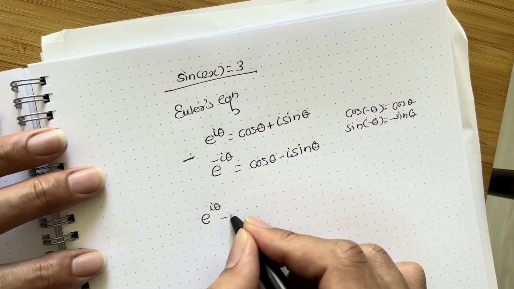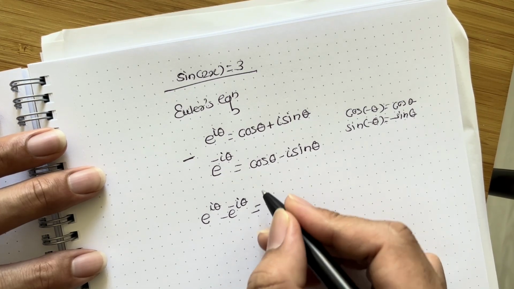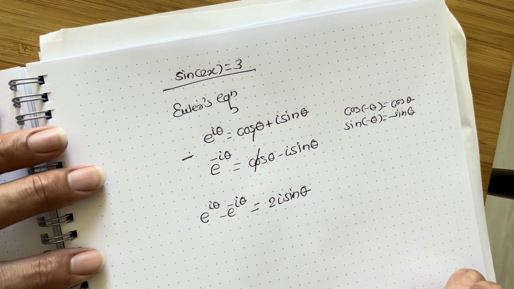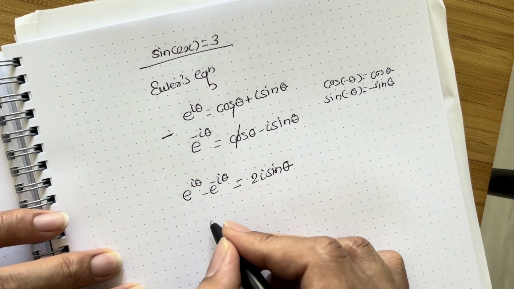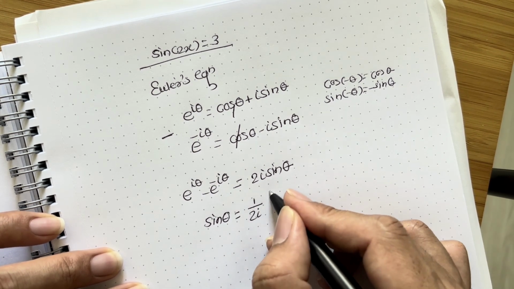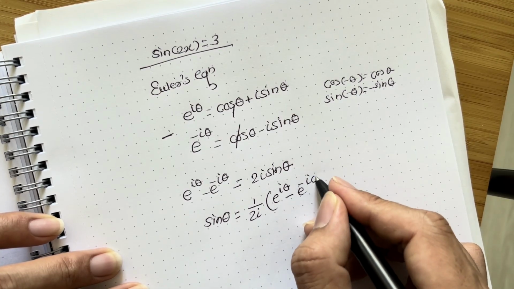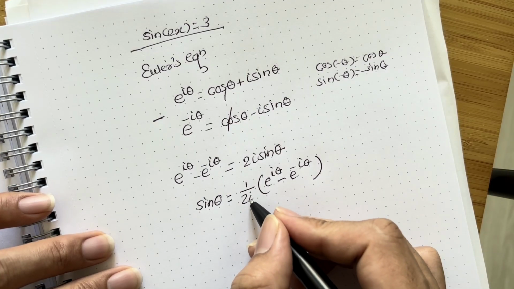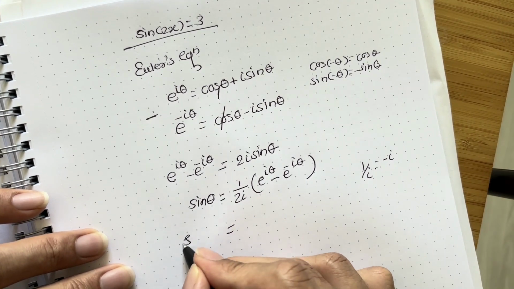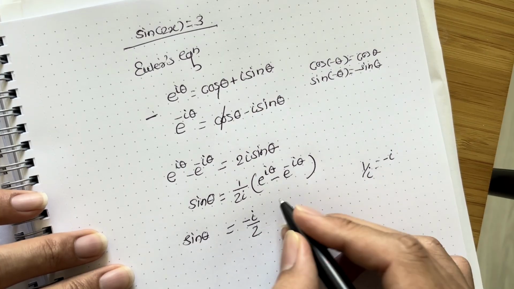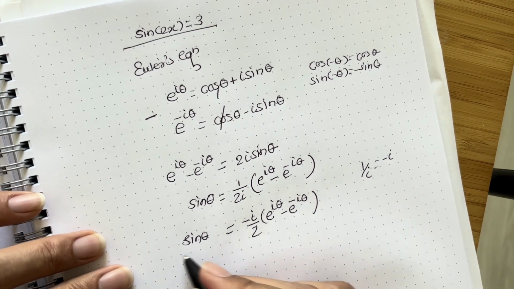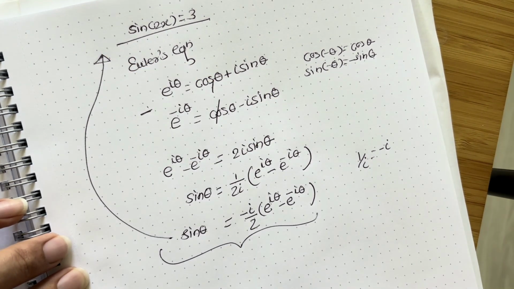e to the power i theta minus e to the power minus i theta equals, cos will get cancelled, and 1 minus minus is plus, so it's twice i sine theta. So we have this equation. Now again, if we simplify this further, sine of theta will be 1 by 2i times (e to the power i theta minus e to the power minus i theta). And if we take the inverse, 1 by i equals minus i, so this is also an identity. So what will we have? Sine of theta equals minus i by 2 times (e to the power i theta minus e to the power minus i theta). Looks similar to this, right?